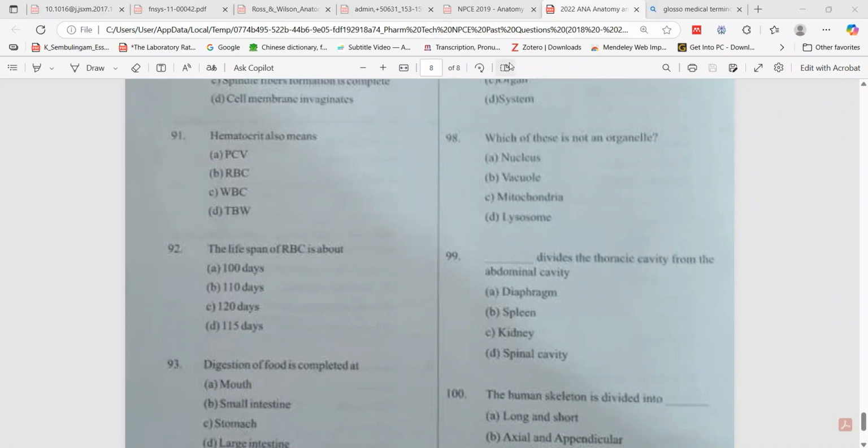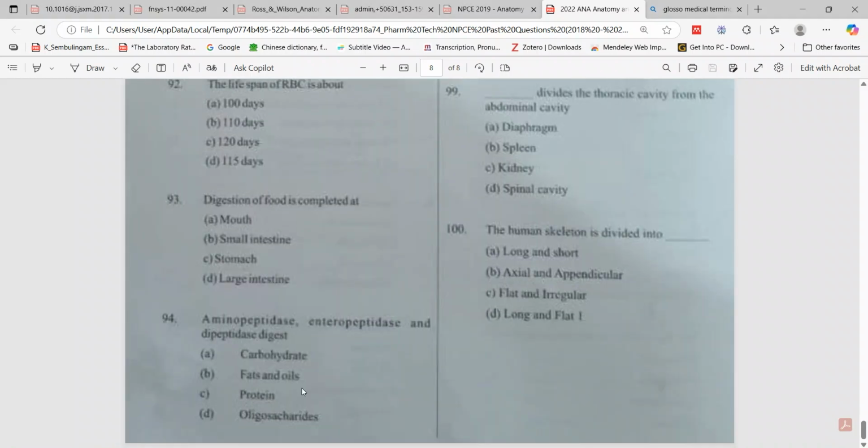We are on 98 now. Okay, so nucleus. 99. The diaphragm divides the thoracic cavity from the abdominal cavity. Diaphragm. Okay.